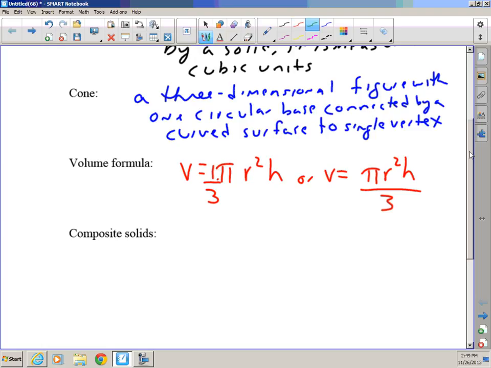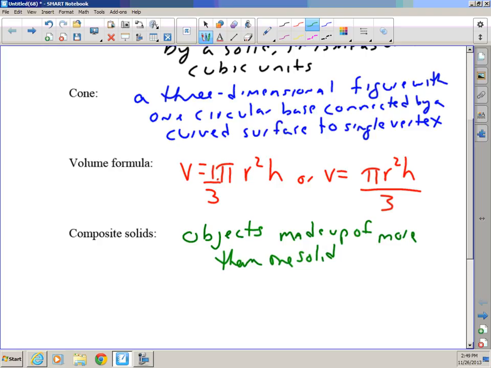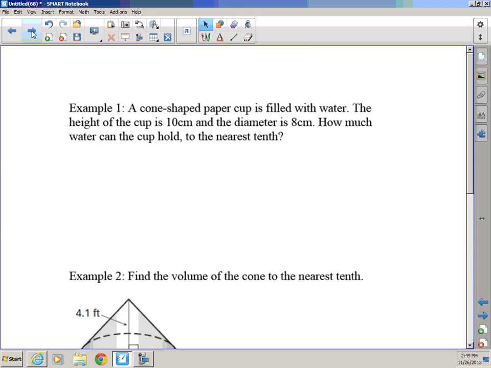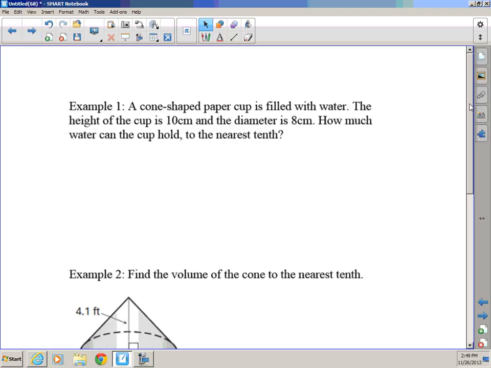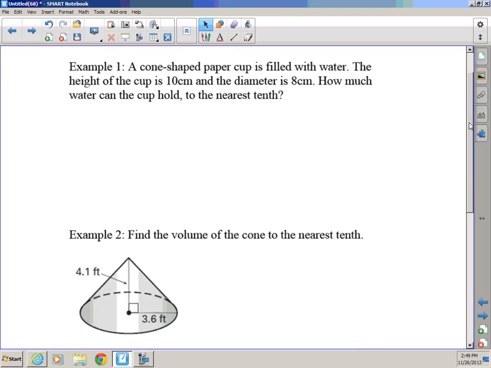And then finally, composite solids, which we've dealt with, are objects made up of more than one solid. Okay, so now let's go through some examples. Again, what's very important when you're doing these problems is to underline the key words, because it's going to be very easy to make mistakes, especially when we're dealing with diameter and radius.